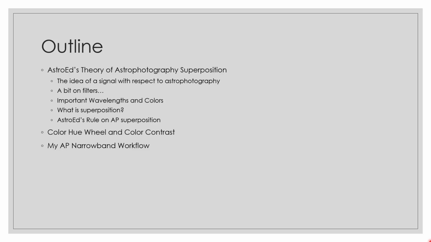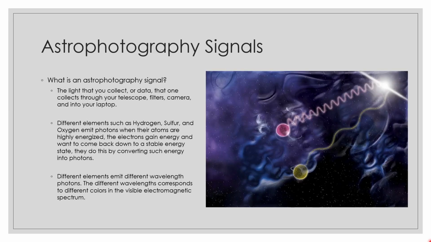In this first section, we're going to discuss the idea of a signal with respect to astrophotography. We're going to talk a bit on filters and cameras, important wavelengths and colors, and we're going to cover this idea of superposition, and then how this superposition applies to astrophotography, and what I actually mean by that. Then we're going to talk about the color hue wheel and color contrast, and then we're going to dive into my AP narrowband workflow. So let's start out with discussing astrophotography signals.